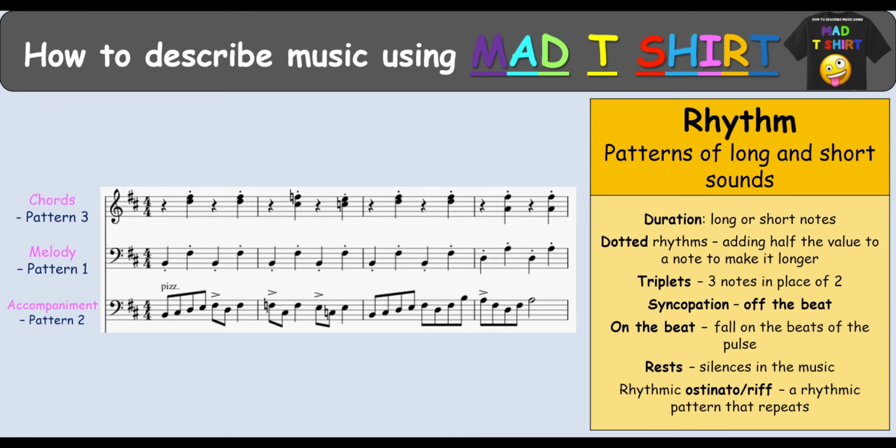Now, over the top of the pulse, we can have different rhythms. These are patterns of long and short notes. This piece has 3 different patterns all happening at the same time. I have added a metronome to count the pulse. That's the clicking noise you can hear. Have a listen and see if you can hear the 3 different individual patterns over the top of the pulse.